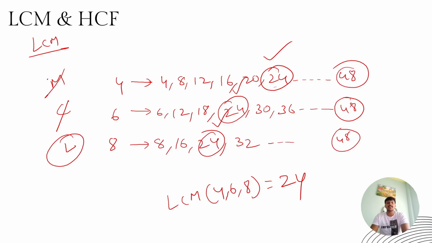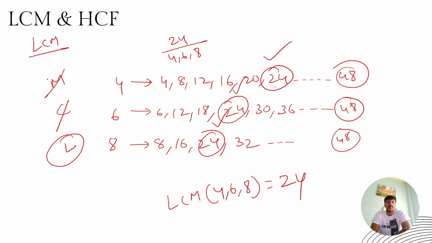Now, why do we need LCM? See, that means 24 is the smallest number possible that can divide all the given numbers. It can divide 4, it can divide 6, it can divide 8. So 24 is the smallest number which is divisible by all the given numbers. It is divisible by 4, divisible by 6 and divisible by 8. So to find a number which is divisible by the given numbers, we are going to use LCM.